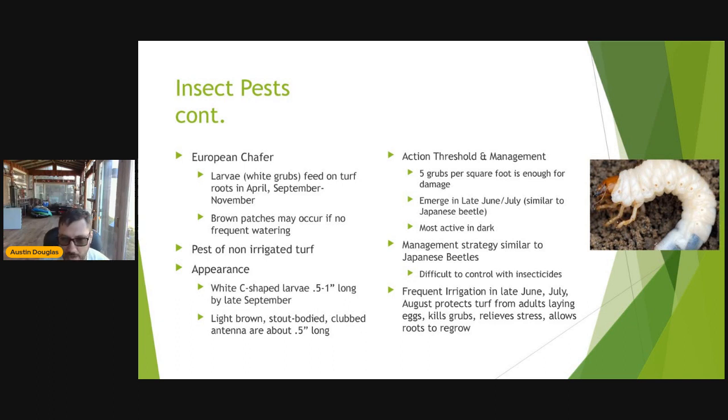The action threshold for management is 5 grubs per square foot, which is enough for damage. So if you tear up a piece of sod, you look at it and you find 5 in a square foot, okay, now you need to take some action.